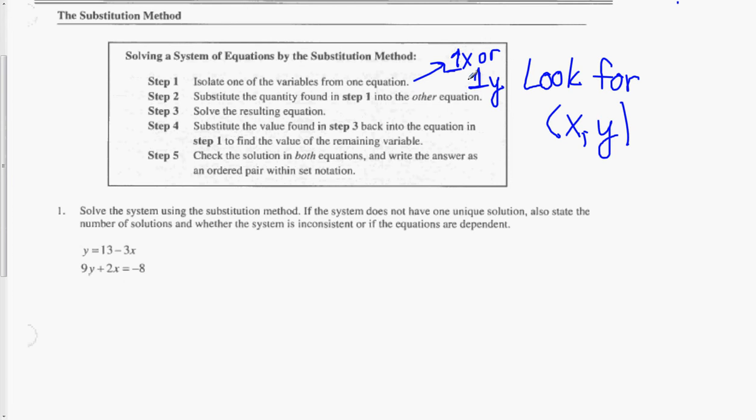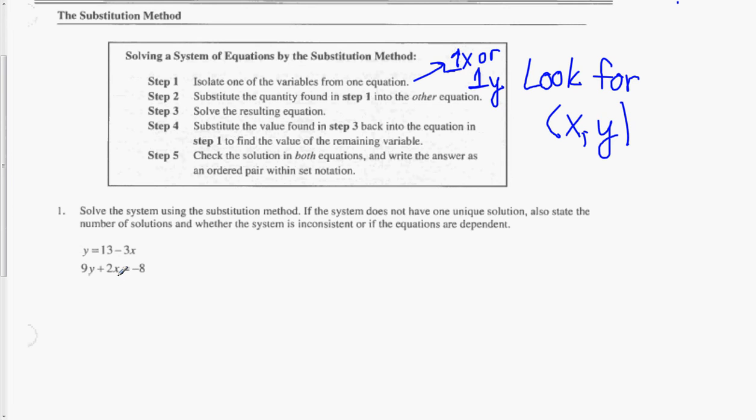Then once we solve one of our equations for either x or y, we're going to take what we have on the right side of the equation and we're going to substitute it into the second equation for that variable. Then we'll solve for the variable and then we'll go back and plug in. It's much easier to do these than to sit here and listen to me explain it. So this is what happens.